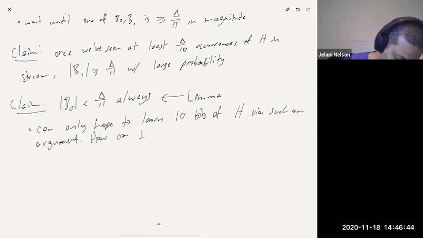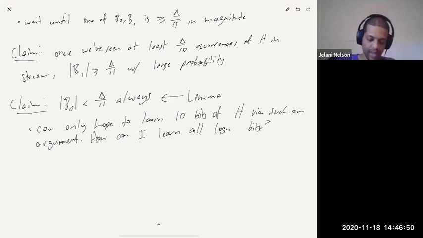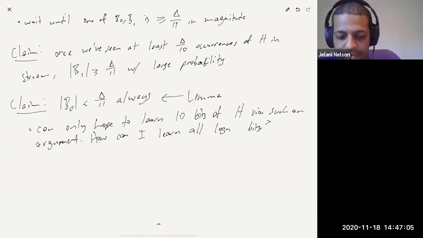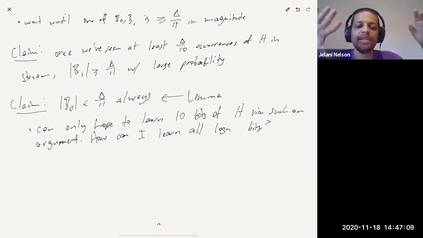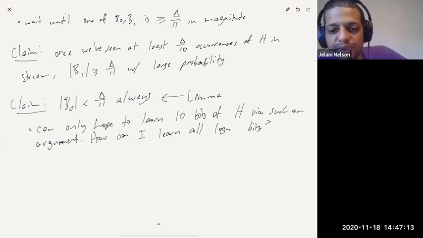But H doesn't have 10 bits. It has log n bits. So how can I learn all log n bits? Here's the intuition. This is not necessarily true because we're doing worst case analysis, but let's say that we're promised that the mass of the vector is randomly spread around. Like someone randomly permuted the indices of the universe before putting it in the stream.